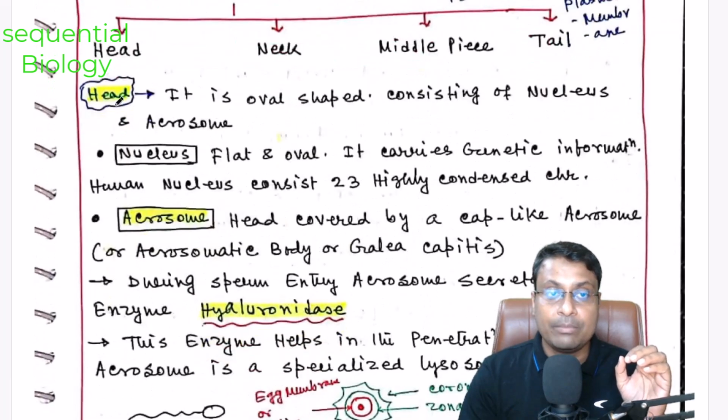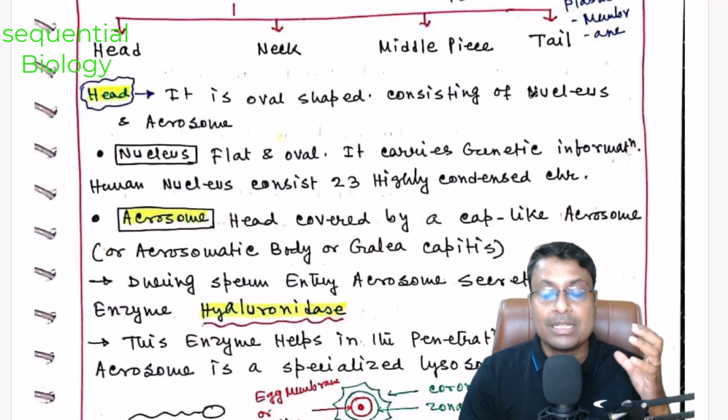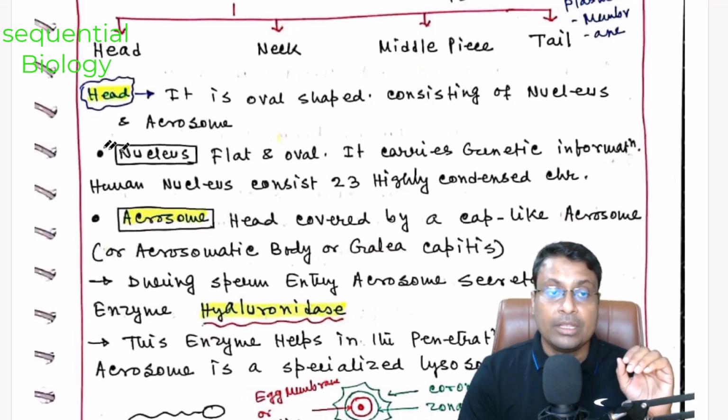The first one is the head. The head is oval shaped and consists of the nucleus and the acrosome. In the nucleus, the chromosomes are present in the form of chromatin, which is a highly condensed structure. In the head, the nucleus is flat and oval.